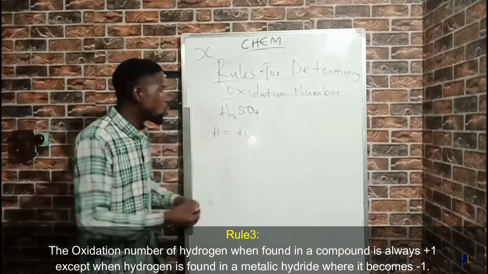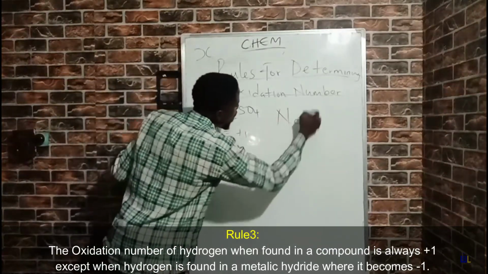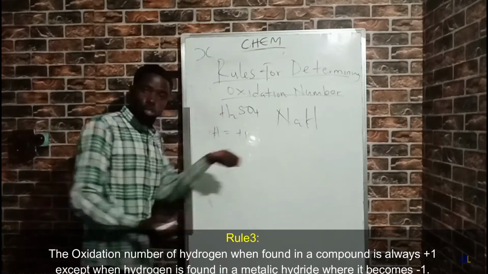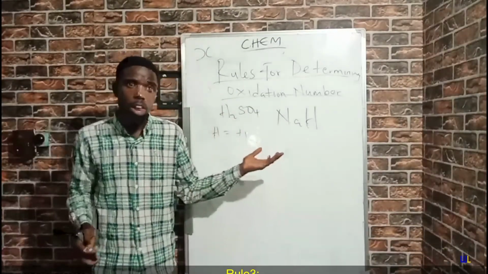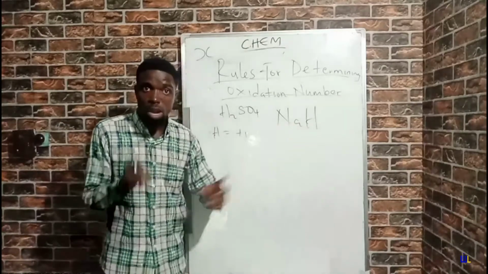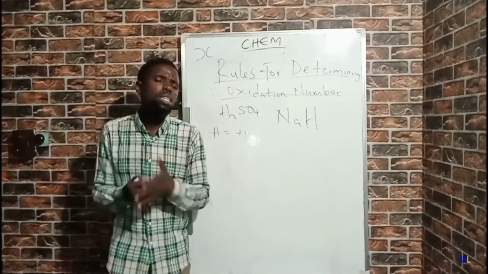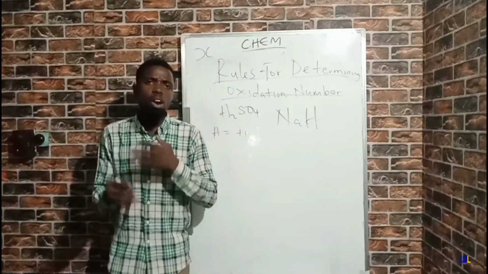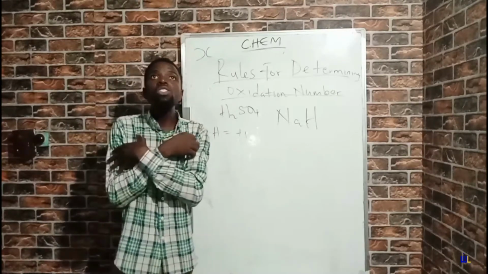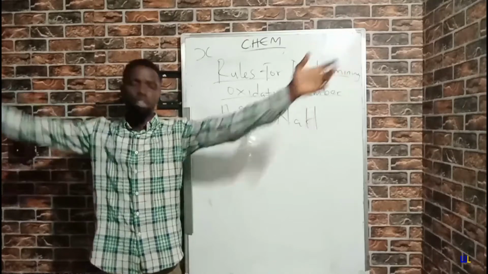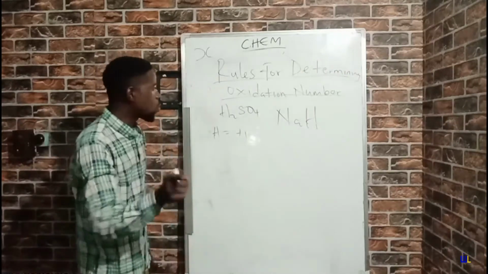Yes, so we have sodium hydride. Sodium hydride in this case would have hydrogen with the oxidation number of -1. Why? It is combining with a metal. So have this in mind, that whenever you are dealing with your metallic hydrides, the oxidation number of hydrogen is -1. But if you see hydrogen in any other compound, hydrogen is equal to what? +1.